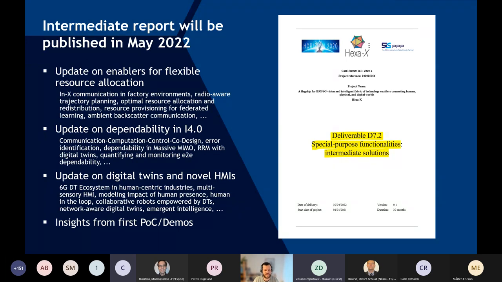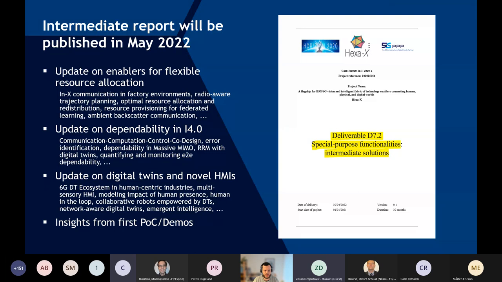So this is basically the task that started a bit later. It will outline and present a digital twin ecosystem for the 6G era, let's say, focusing on human-centric industries. So also considering these human-machine co-working aspects, considering multi-sensor HMIs that can be utilized as an input for new sensor data to derive intent of humans, for example.